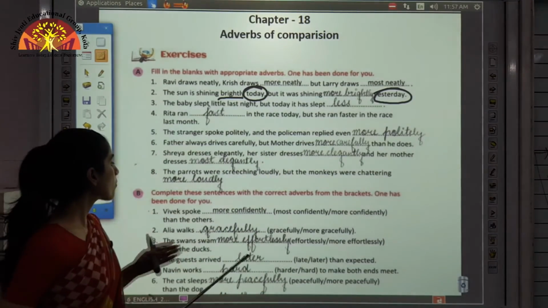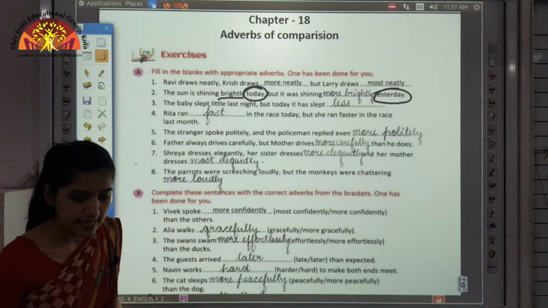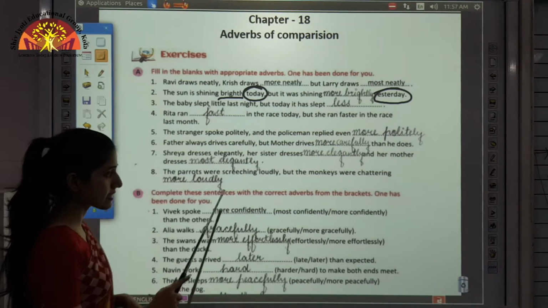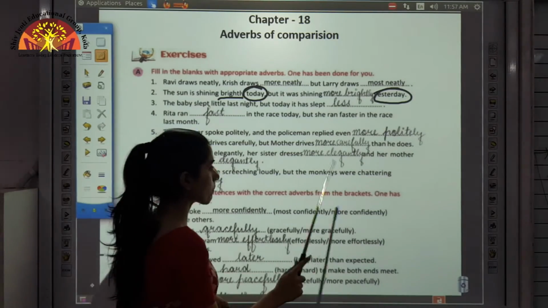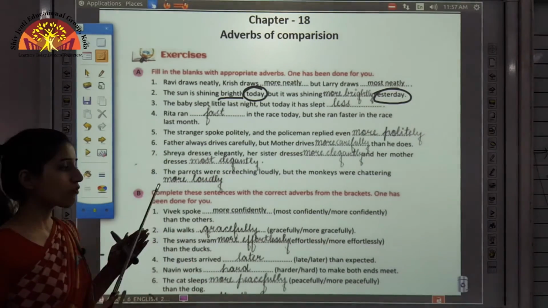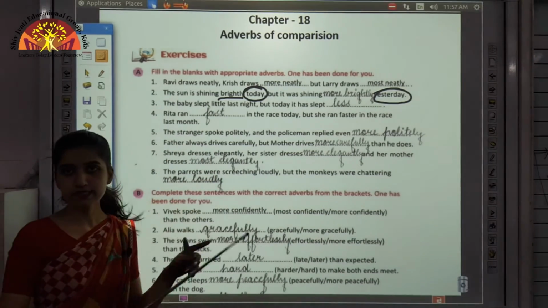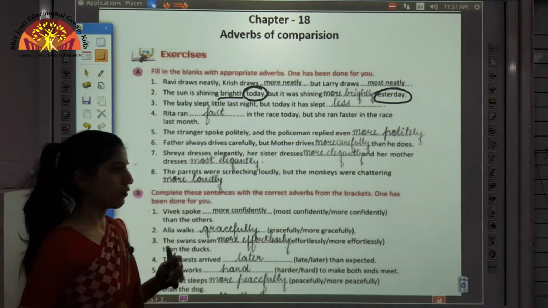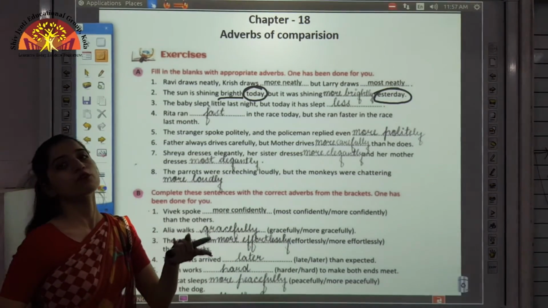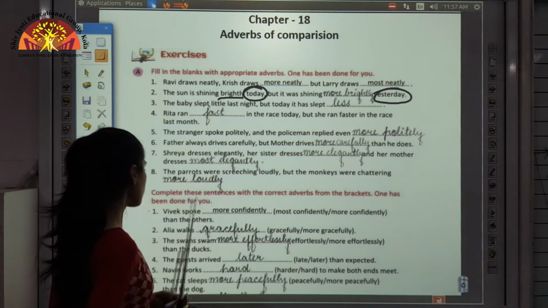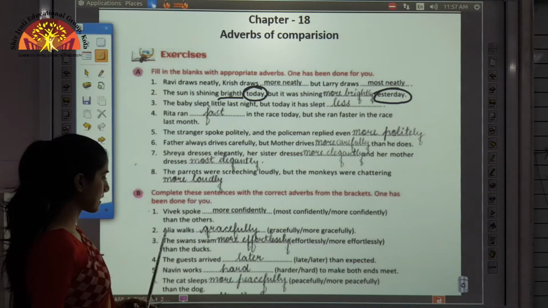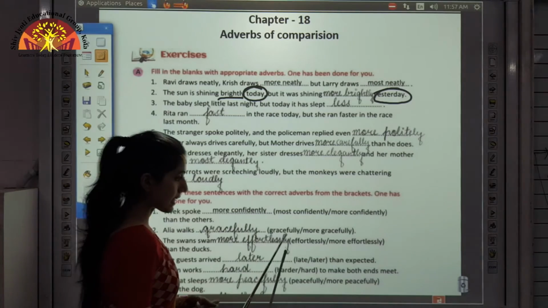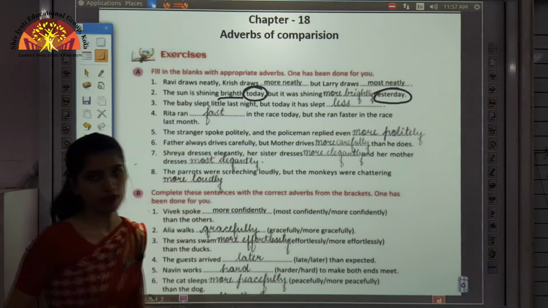Now moving further to your next exercise, that is exercise B. Complete these sentences with the correct adverbs from the brackets. We are given two options in the brackets, and we need to choose the correct adverb from the bracket. So I am taking this one. Second, Alia walks dash, gracefully or more gracefully. What should come?